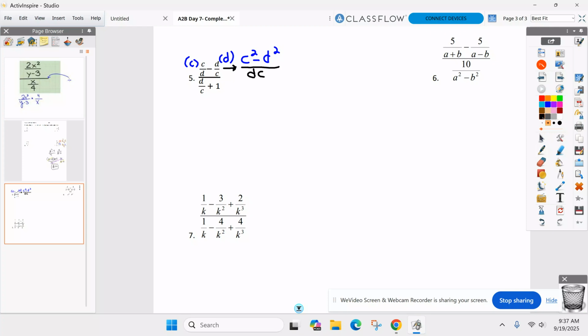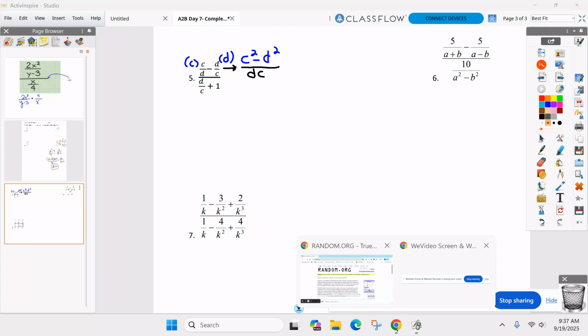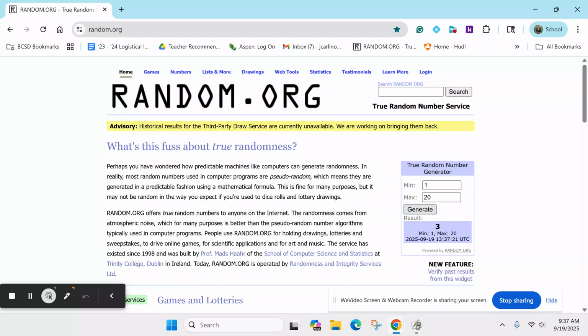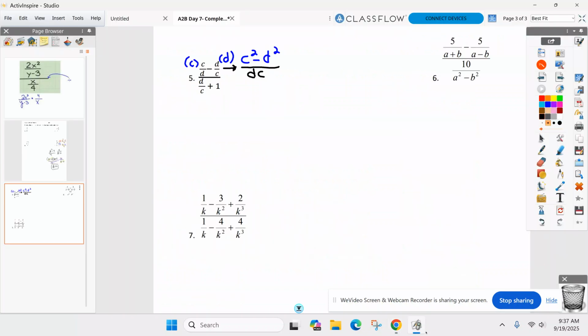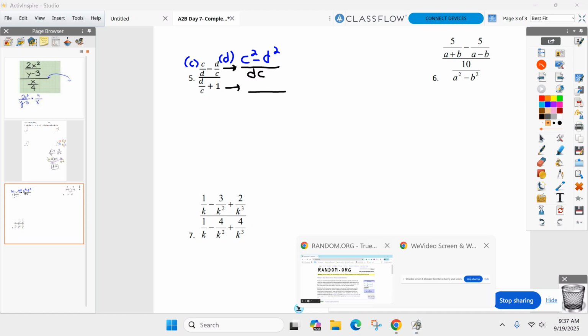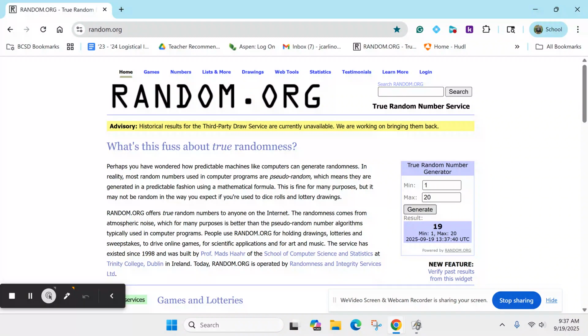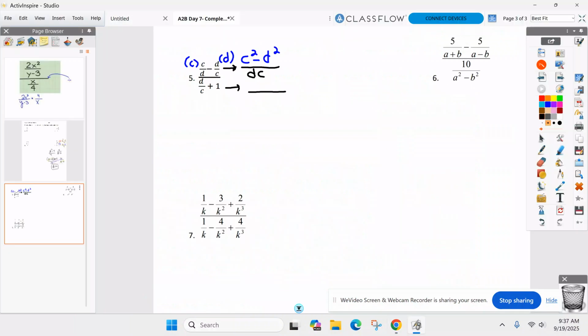Everyone good? Turn that into one. Bottom one. What's going on the bottom there? Meredith, 1 or 2 fractions? Okay, got to make it into one. Now remember, it's 1 over 1. What's your common denominator for those two? D over C plus 1. What's your common denominator for that one? Talk to me, Brennan. C. C. Good job.